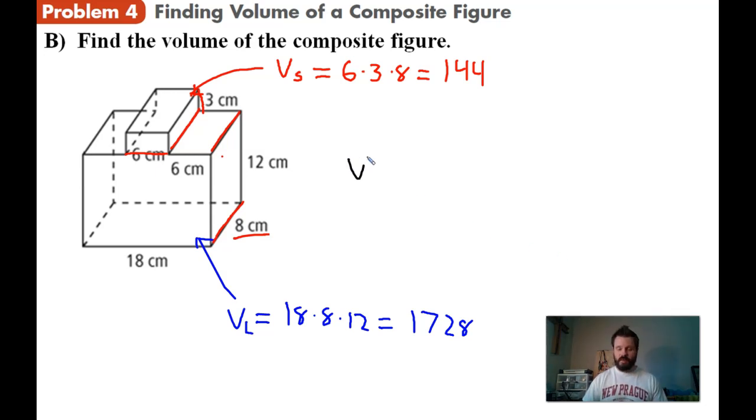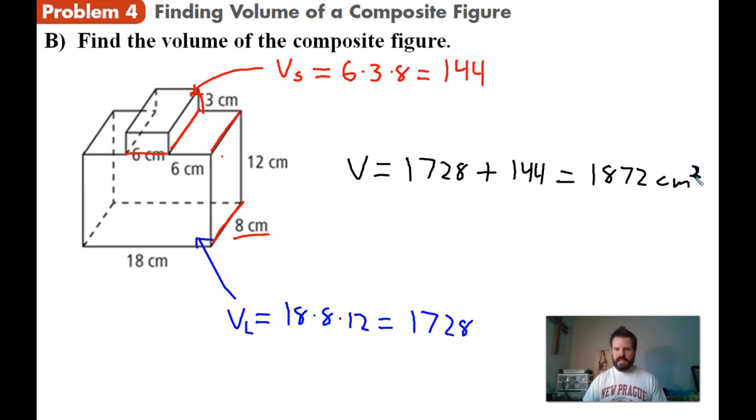And once I have those two parts, we can say V total is just equal to 1728 plus 144, which will give us 1872 centimeters. I keep doing it, not squared, to the third. So that's another way we can find volumes of composite figures, just by finding the figures separately and then adding them together. One is just 2 shapes stacked on top of each other.